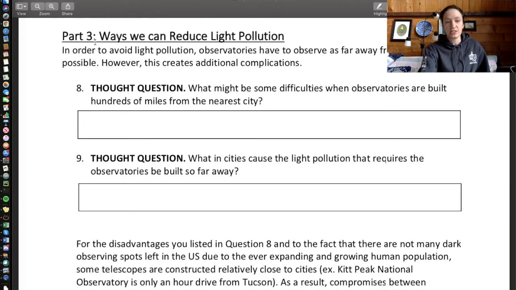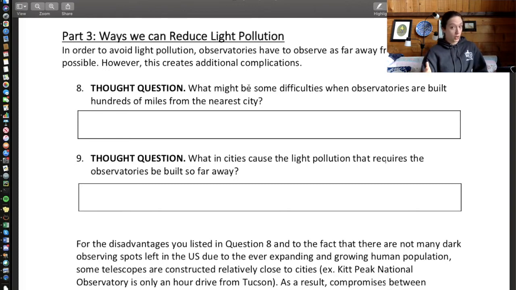So now, number 8, we're going into part 3, ways that we can reduce light pollution as people. These two are just thought questions. What might be some difficulties when observatories are built hundreds of miles away from the nearest city, right? So think about emergencies. Think about constructing the observatory and transporting materials for that. Think about getting the observatory to run, right? We have people staying there overnight, so they need to have access to bathrooms, water, food. There needs to be some form of transportation to get you there and back. You need to have security.